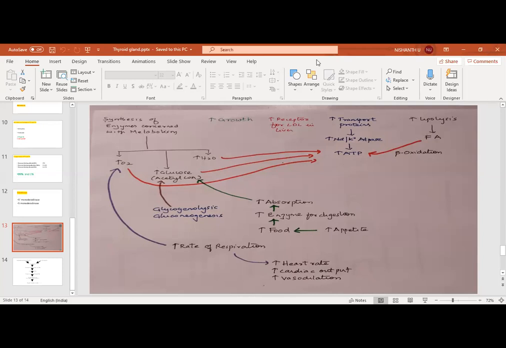Sir, does the thyroid gland have any role in dwarfism or gigantism? Pardon? In gigantism, no, madam. It is totally concerned with the growth hormone. Dwarfism and gigantism are totally concerned with growth hormone. The complications of the thyroid hormone are entirely different. Acromegaly, cretinism. So they are dwarf only, but it is not like the dwarfism concerned with the growth hormone. It is something different.